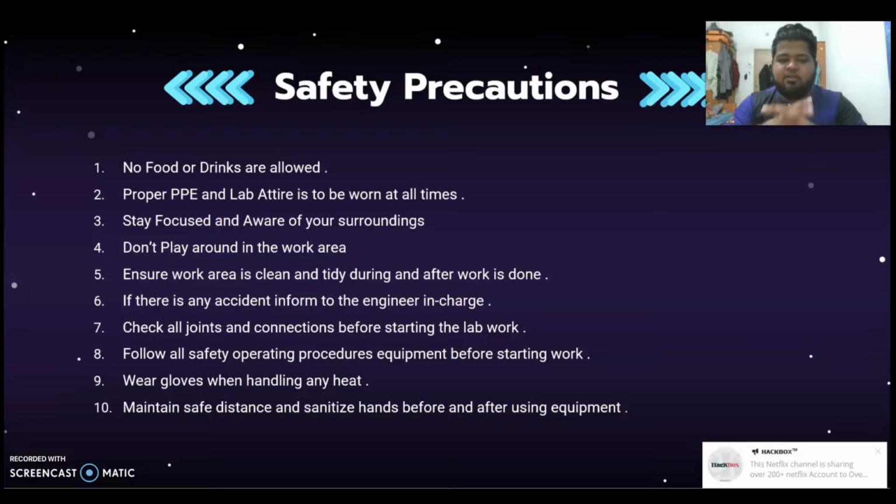Check all joints and connections before starting the lab work. For example, if it's an electrical fitting, a water fitting or a pressure fitting, you should check all joints and connections to avoid unwanted incidents. Next, follow all safety operating procedures of the equipment before starting work. One should go through the lab report thoroughly to know the correct way to start up the equipment and the correct way to run the equipment and get results.